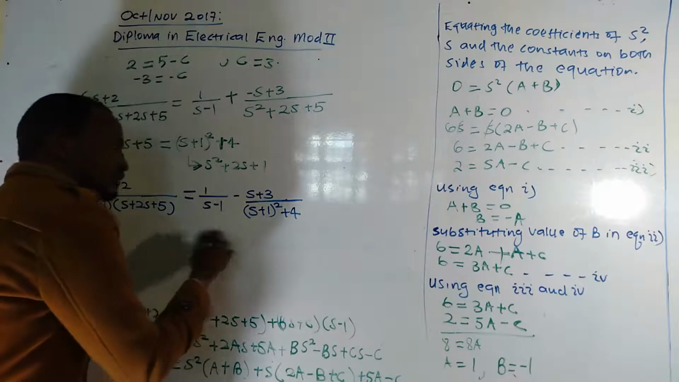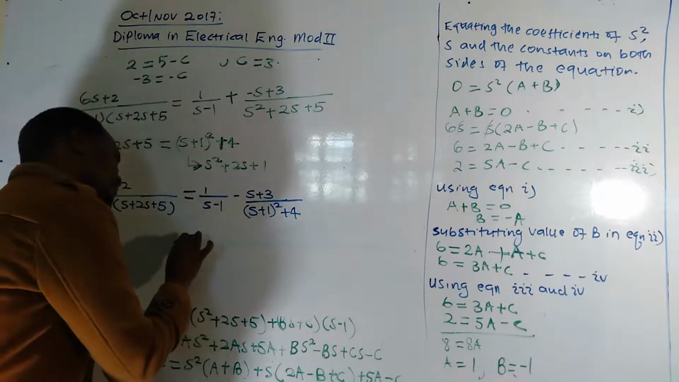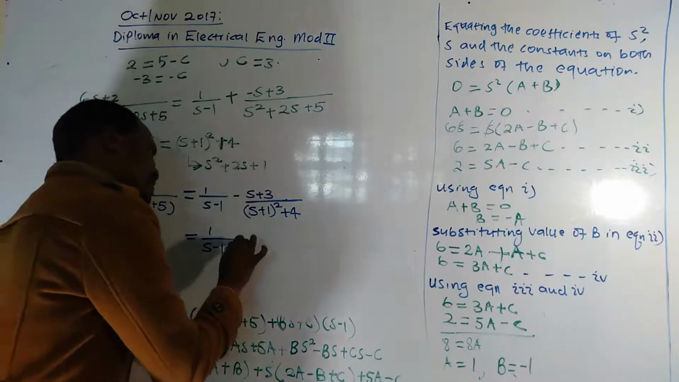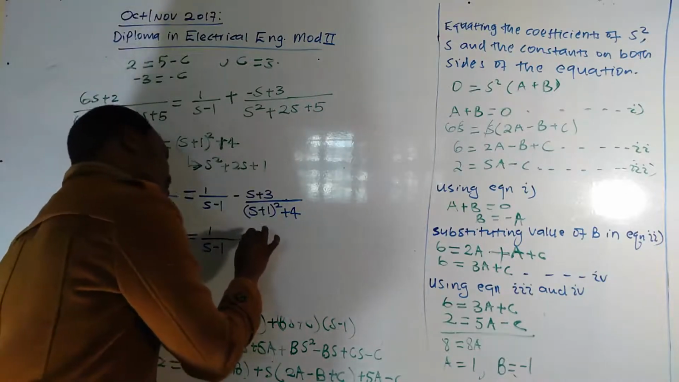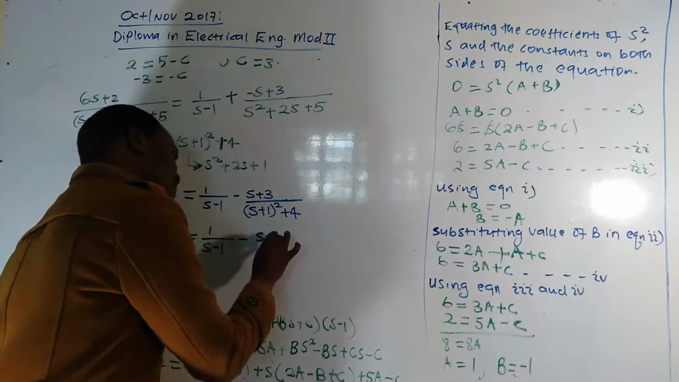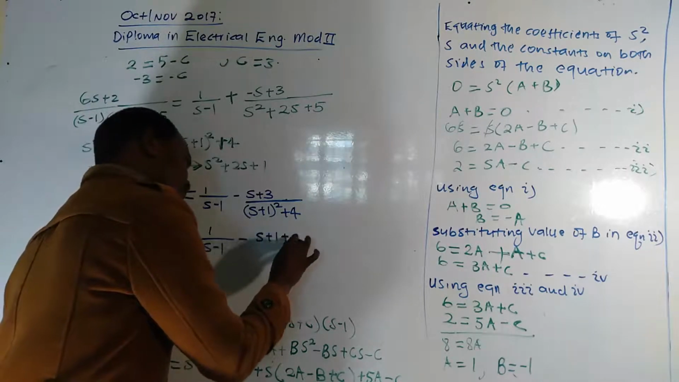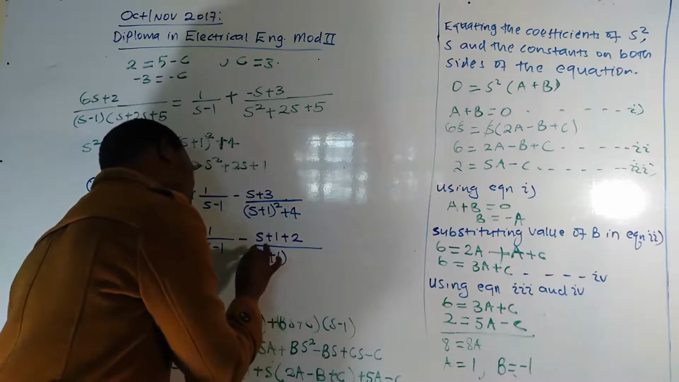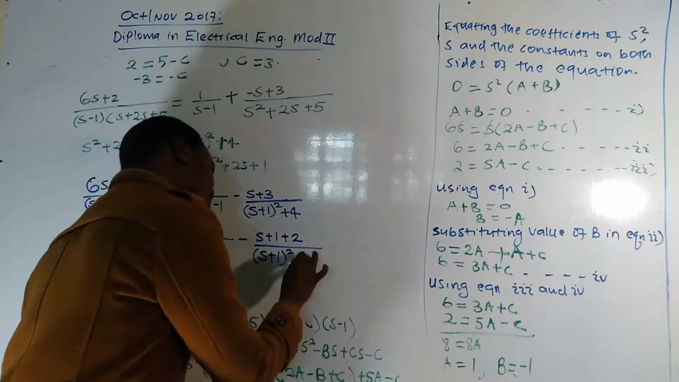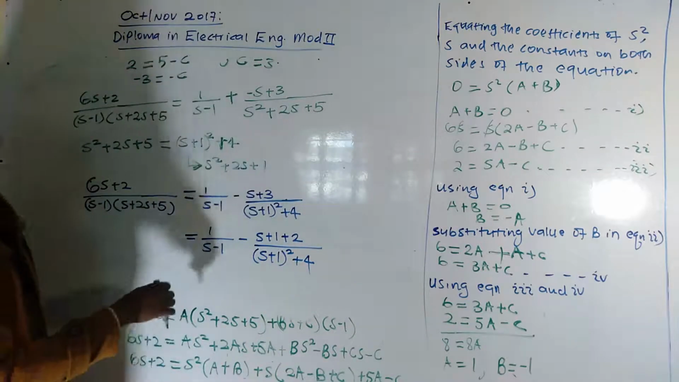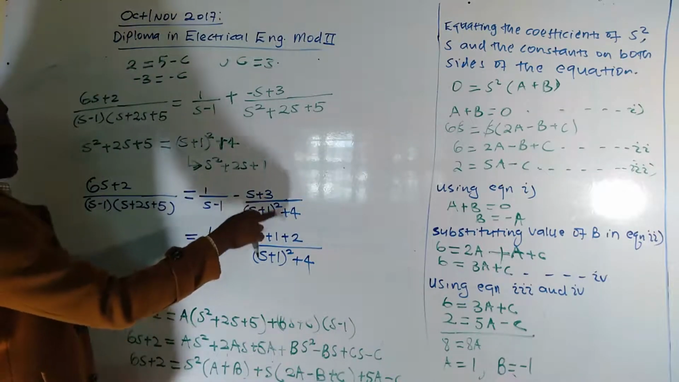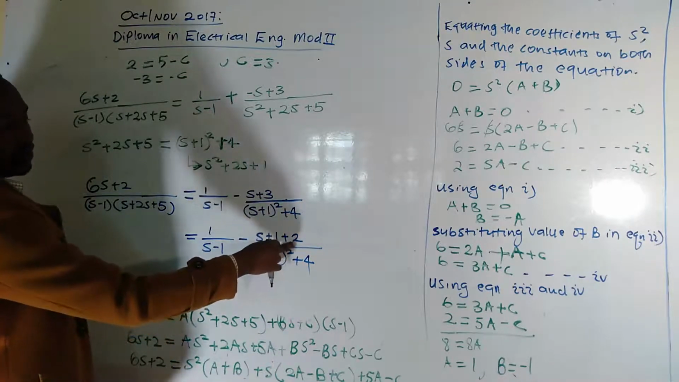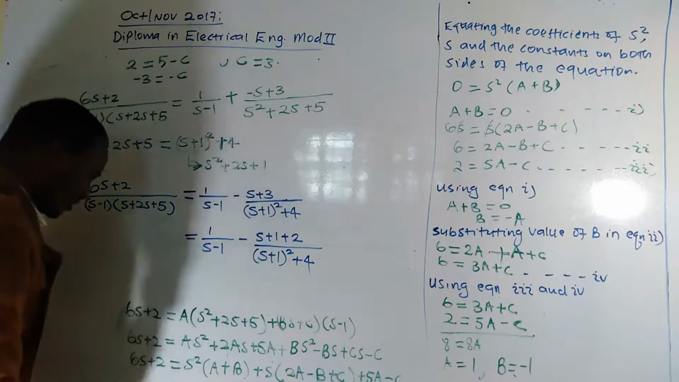This one you can write it further as 1 over s minus 1 minus (s plus 1 plus 2) over (s plus 1) squared plus 4. See, the only thing I've done is I've split this 3 into 2 components, which is 1 and 2. We'll see why we need this one.